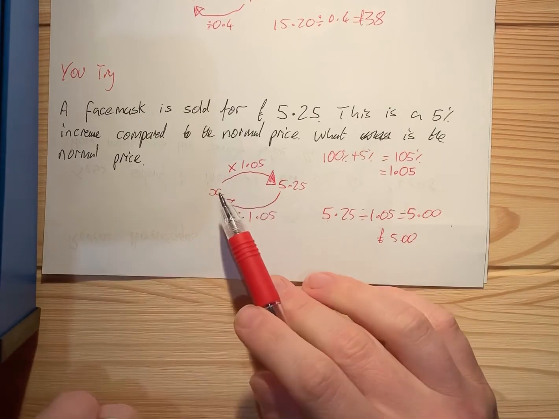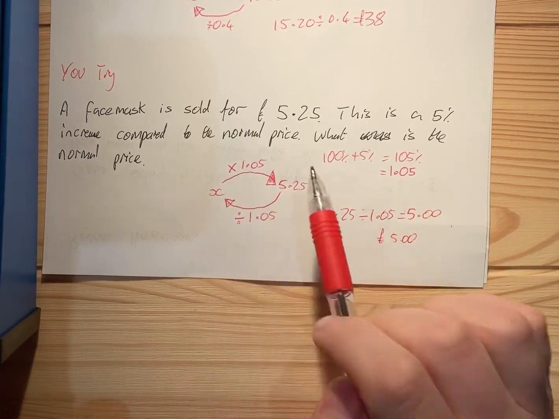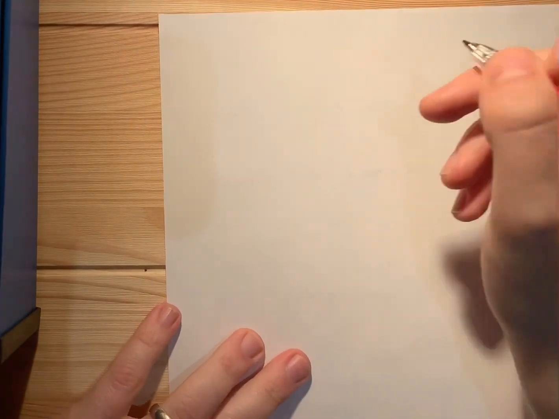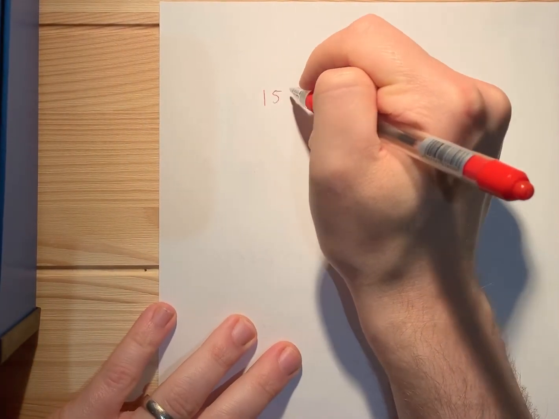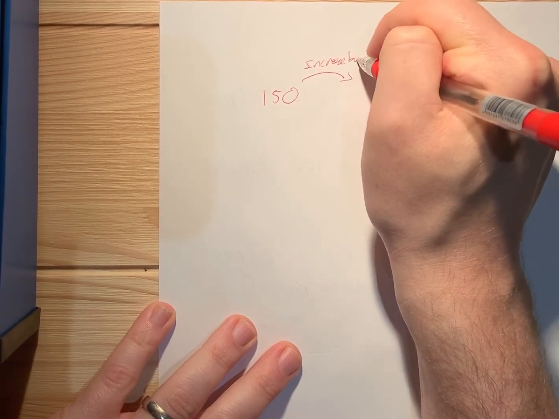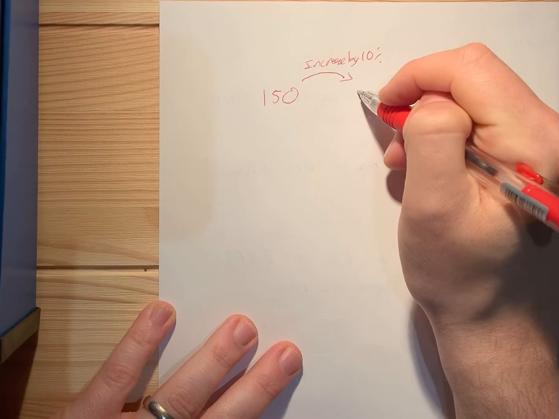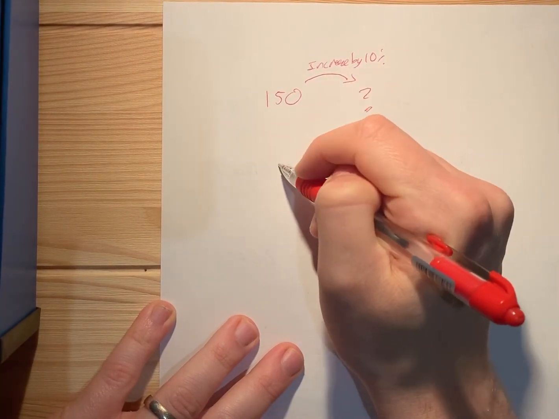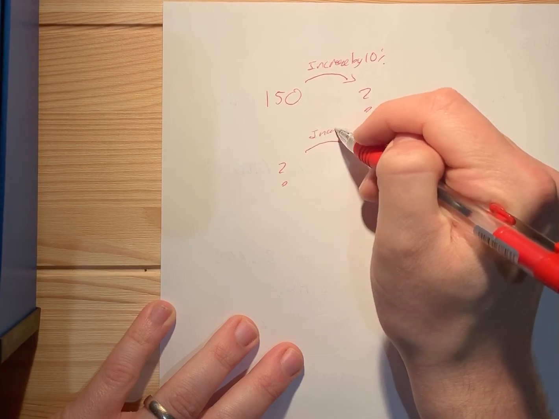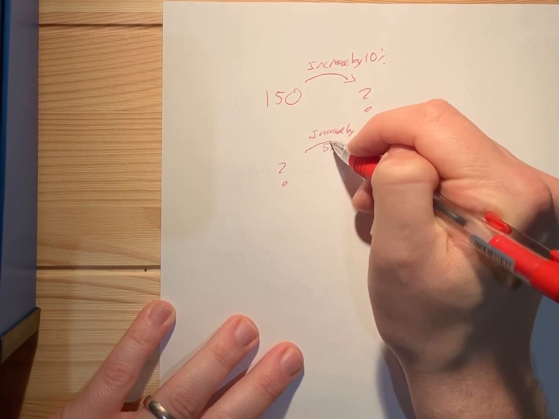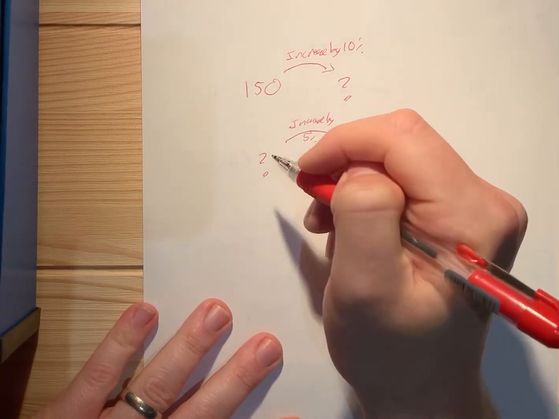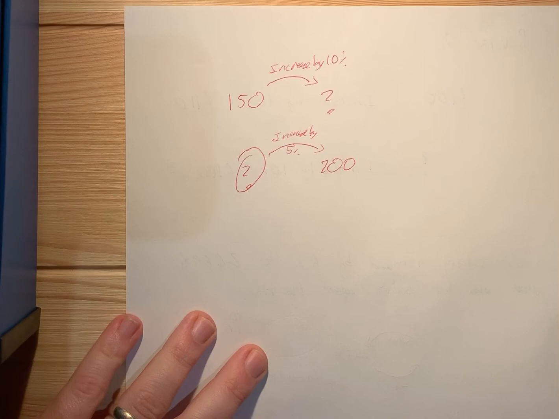The ones that you've looked at until now have been, you've had this. We'll go back to what you've had already. You've looked at questions like this. 150 increase by 10%. What comes after this one that we're looking at today? Increase by 5%. You've got, I don't know, 200 here. We're looking at what came before. That's why this is new.